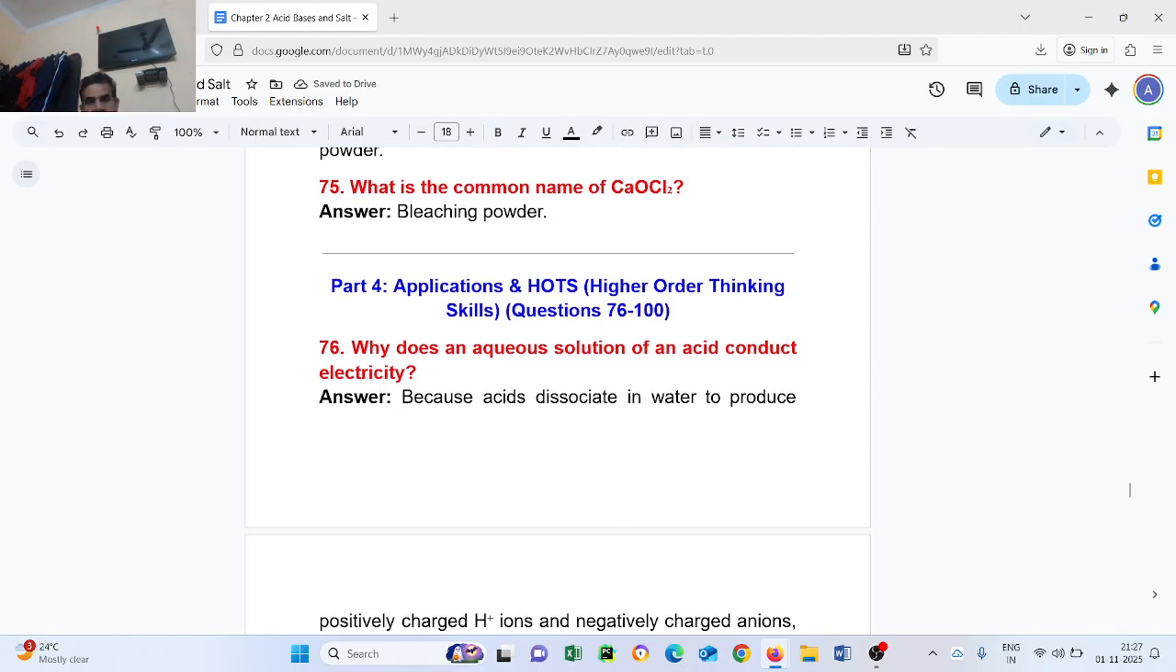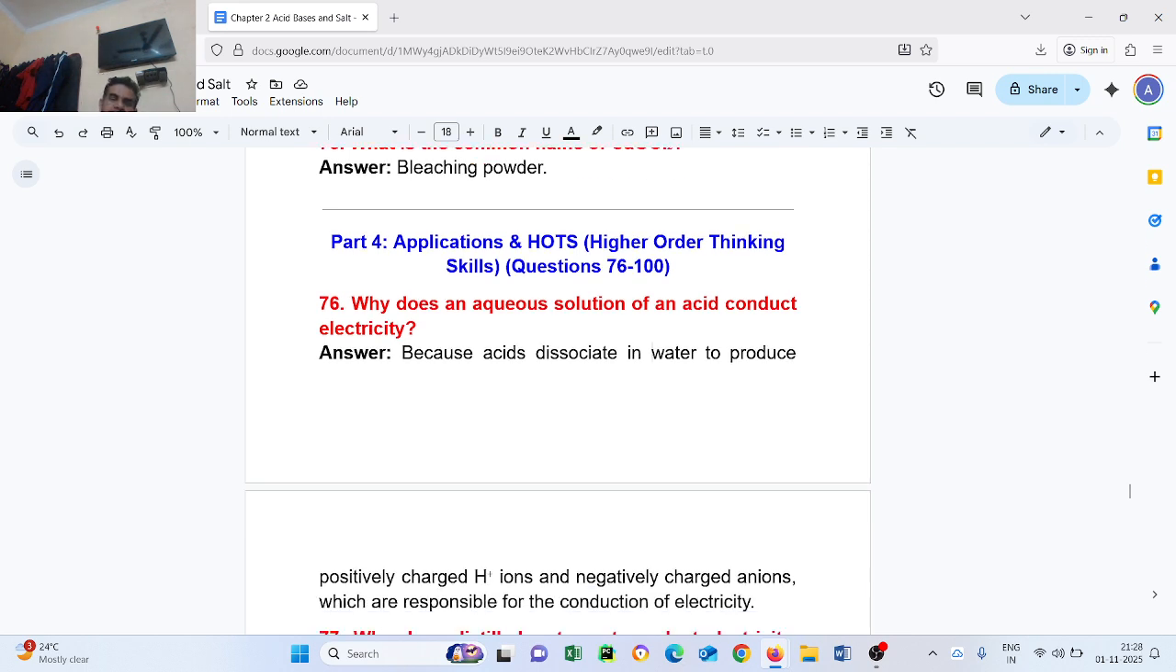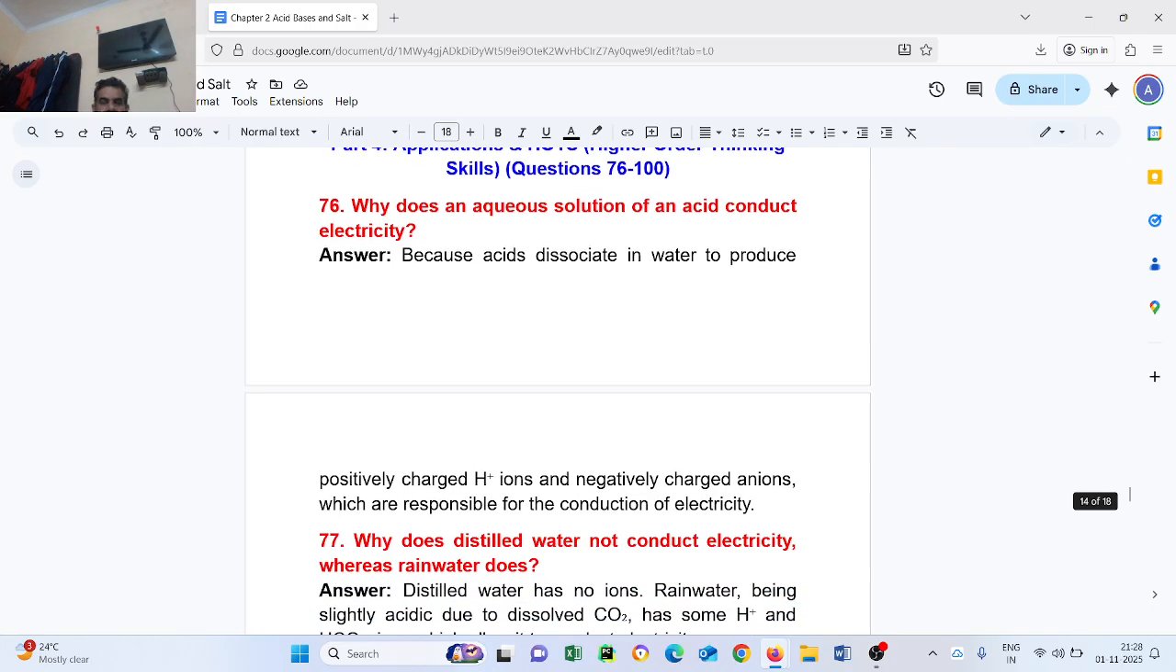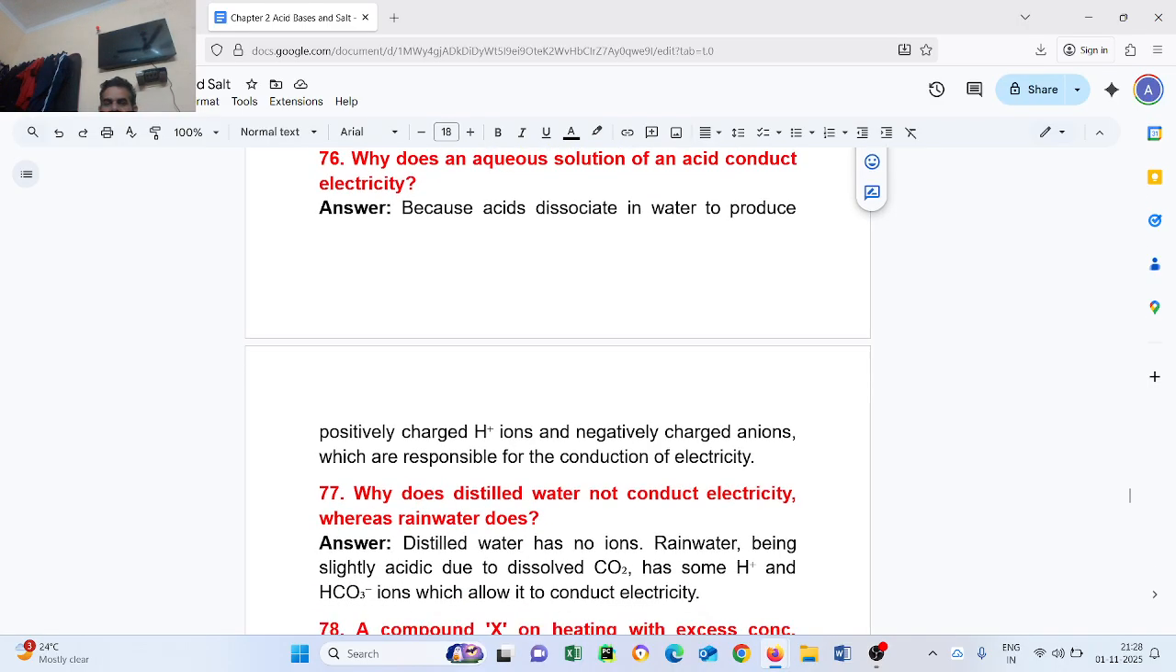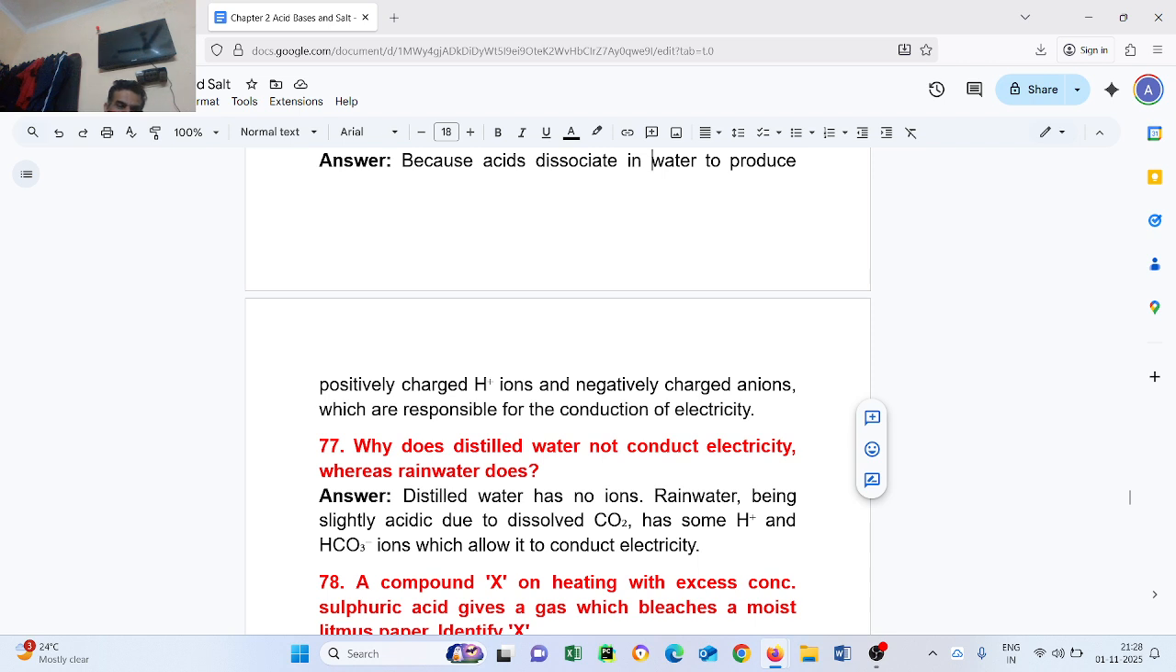Question number 76. Why does an aqueous solution of an acid conduct electricity? Because acid dissociates in water to produce positively charged hydrogen ion and negatively charged anion, which are responsible for the conduction of electricity.